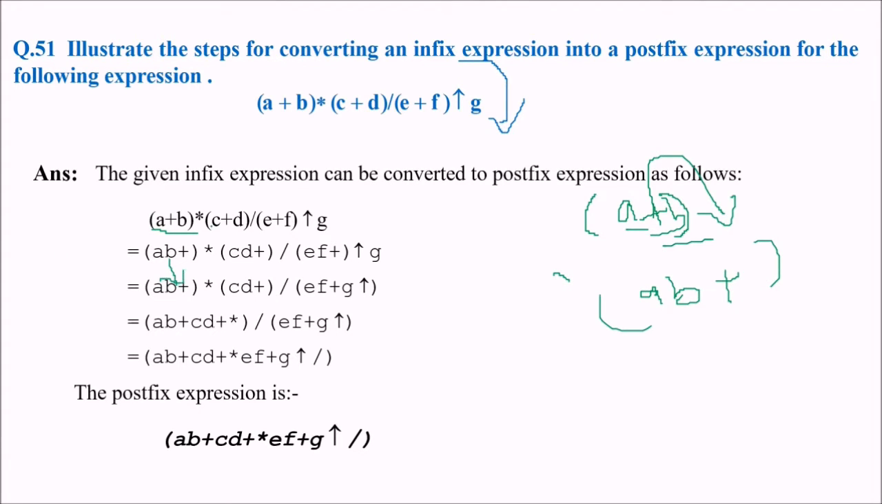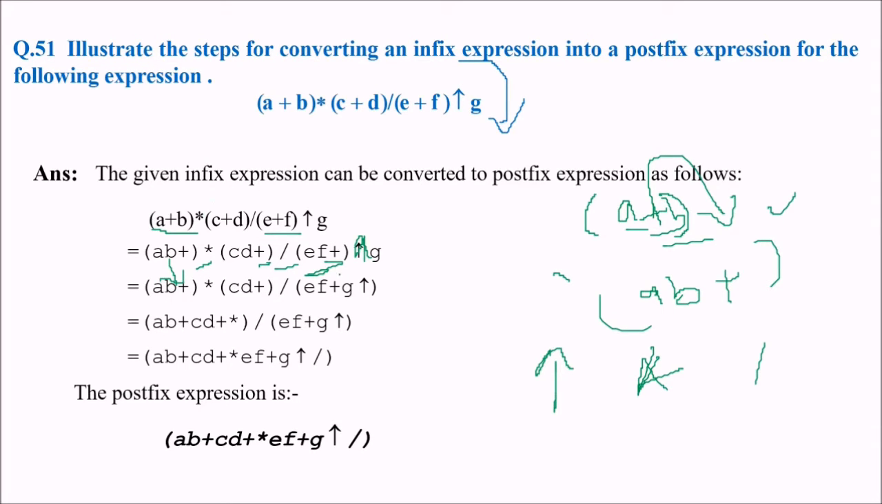A b plus. Now you'll deal with c d. C d plus, the same logic goes here. E f plus, same logic. Now we have converted these. After this, we are left with multiplication, division and this exponential. The precedence of these three operators is like this: first we'll deal with exponential, then multiplication, and then division. So let us do it in this fashion.